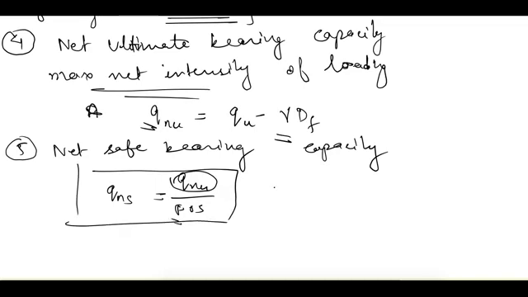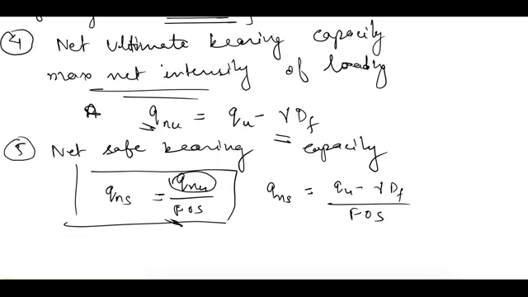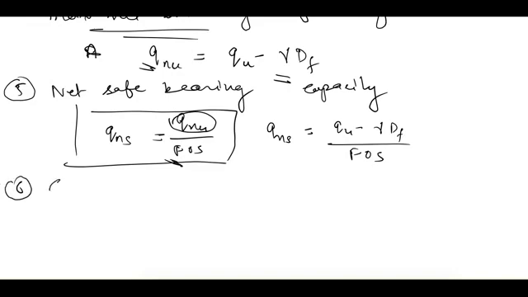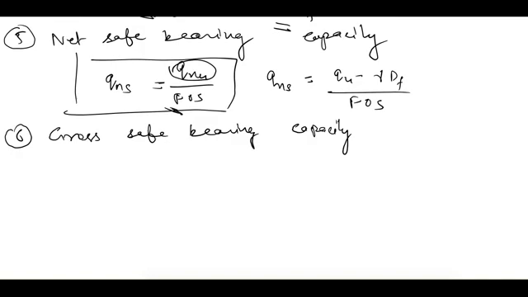So from here it is equal to Qu minus gamma dF upon factor of safety. After that, our next definition is gross safe bearing capacity. Gross safe bearing capacity is the maximum gross intensity of loading that the soil can transfer safely. So it is a gross intensity of loading, and we are talking about safety. So here the factor of safety will come, and for the gross term the overburden pressure would come.